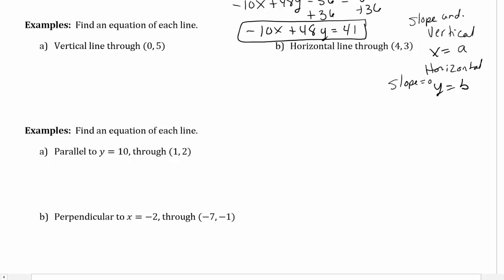So we want a vertical line through the point 0, 5. So vertical is x equals, and you can just write it as x equals whatever the x coordinate is, which is 0 in this case. So you don't need to do any more work than that. So vertical is x equals, and it's the x coordinate of the point that it passes through. Horizontal line is in the form y equals, and so it's going to be y equals whatever the y coordinate is of the point that it's passing through. So this horizontal line is passing through the point 4, 3, and so it would just be y equals 3.